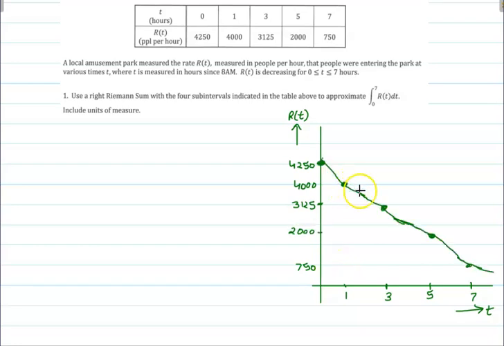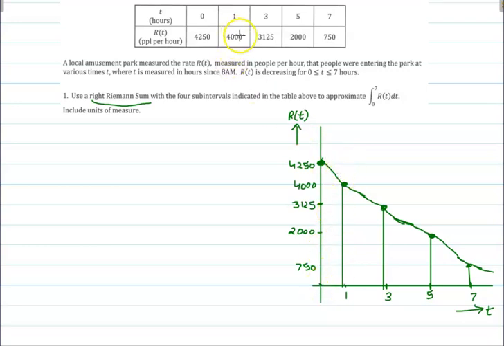Now this whole area is divided into 4 sub-intervals, and we need to use the right Riemann sum to find the area of each rectangle on these 4 sub-intervals. When we are using the right Riemann sum, the height of each rectangle is decided by the y value at the right end points. The first rectangle is this.